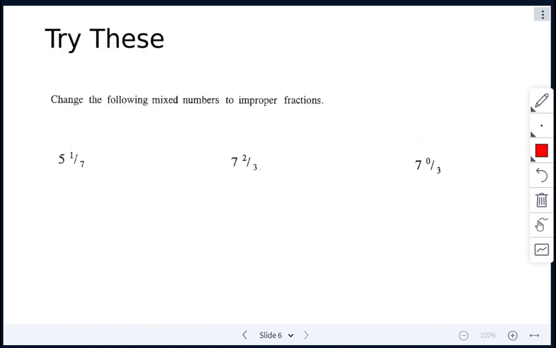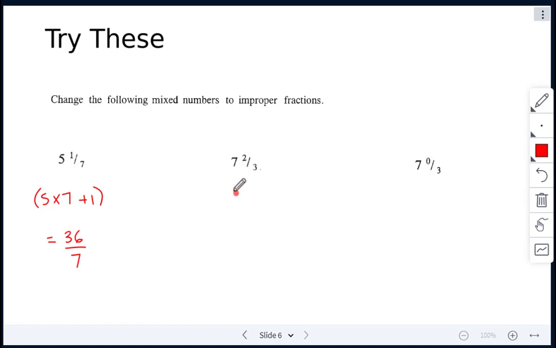All right, so our first example, we have 5 and 1/7. So we are going to take 5 multiplied by the 7 and add 1. And then the denominator stays the same. So 5 times 7 is 35, plus 1 is 36. So we get 36 over 7.